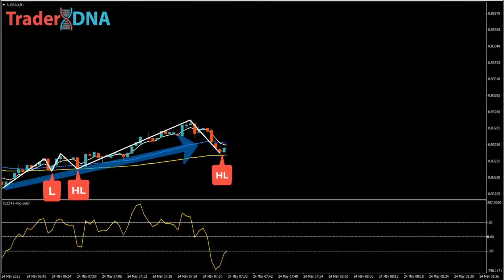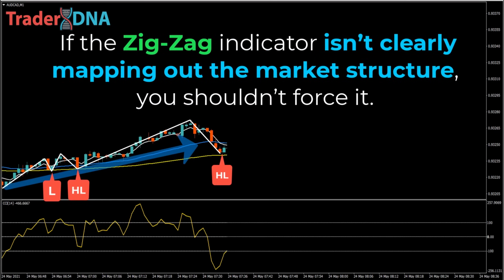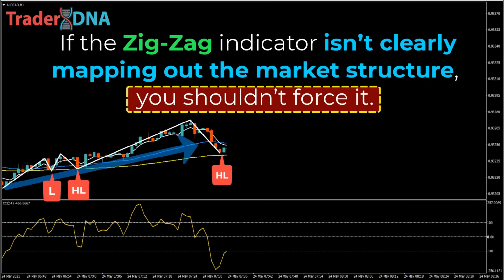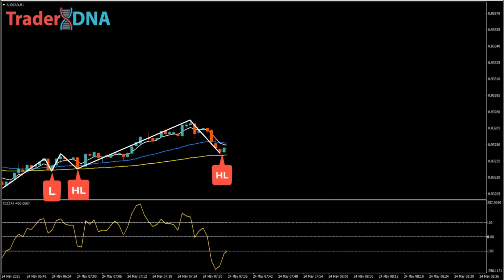But here's the key. If the zigzag indicator isn't clearly mapping out the market structure, you shouldn't force it. Instead, move on and find a market where the zigzag can accurately define the structure, just like I'm showing you here. The first condition is met. Now we move on to the next step, analyzing moving averages, specifically the 34 period EMA and the 100 period EMA.